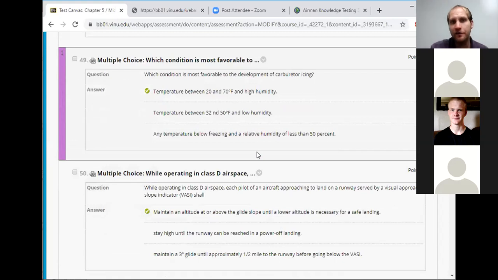What condition is most favorable for the development of carburetor ice? We talked a lot about carburetor ice last time in our review session, and the idea is that 20 to 70 degrees Fahrenheit, high humidity. So it's actually more likely to develop carburetor ice on a warm, humid summer day.